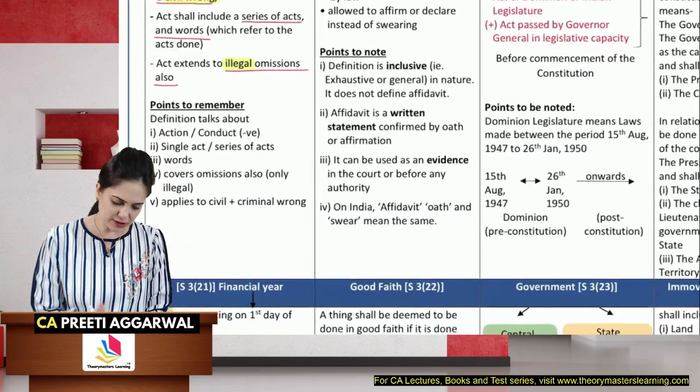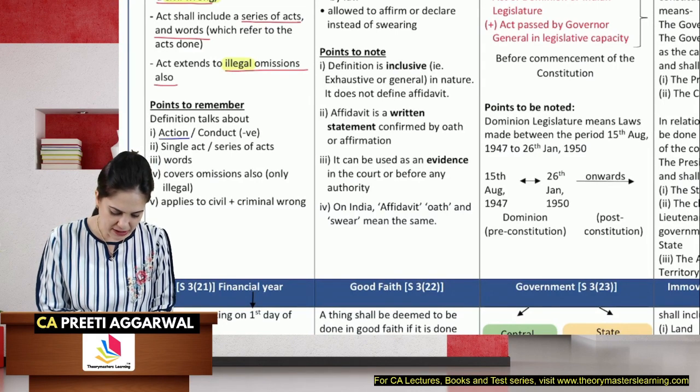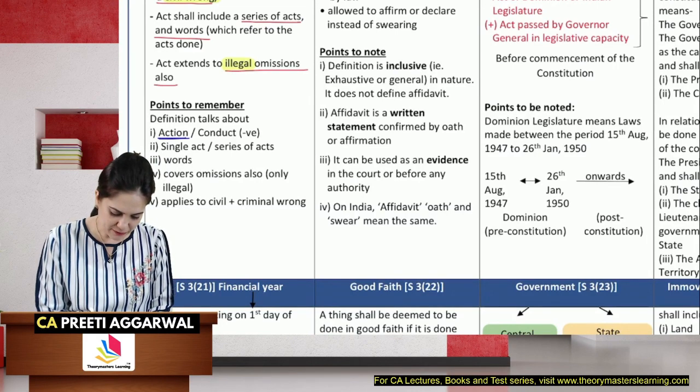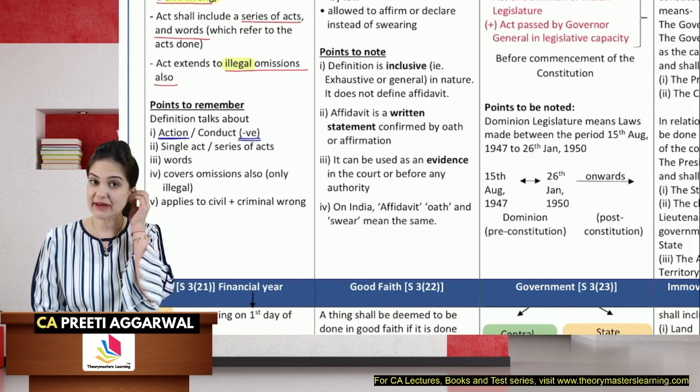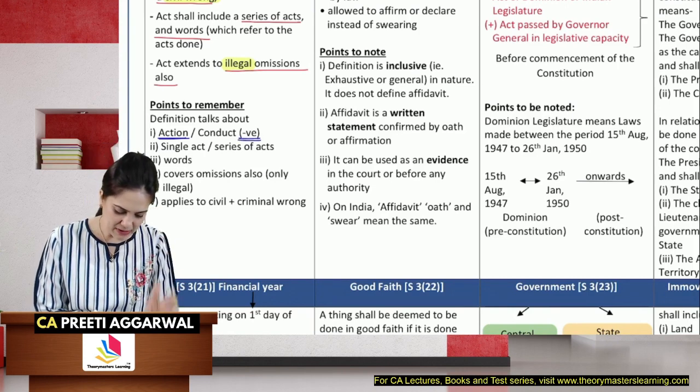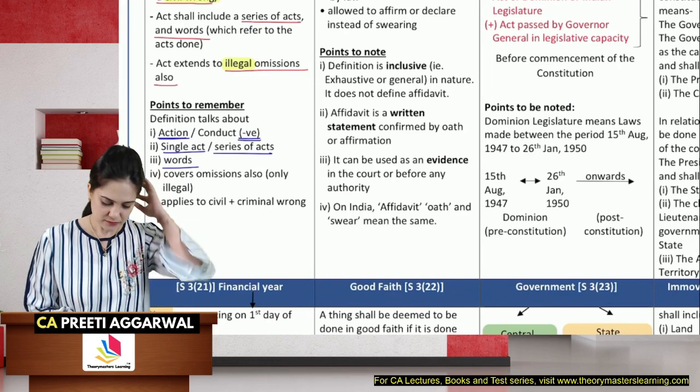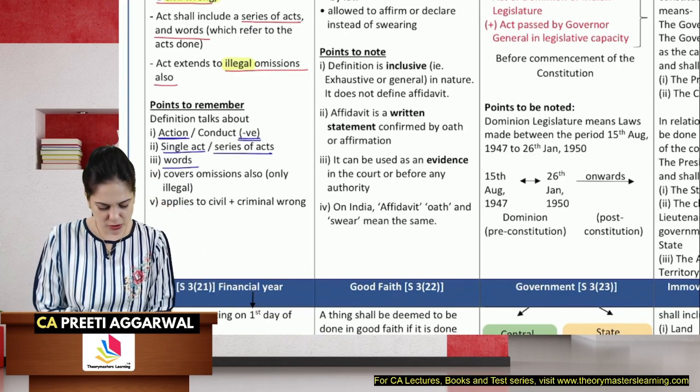So these are different points to remember. These are the key words now. It includes act, which may be either positive or negative, but what we are trying to understand is the negative aspect of act. It may be a single act or a series of acts. It also includes words. It covers omissions also, but only illegal omissions. It applies to civil as well as criminal wrong.